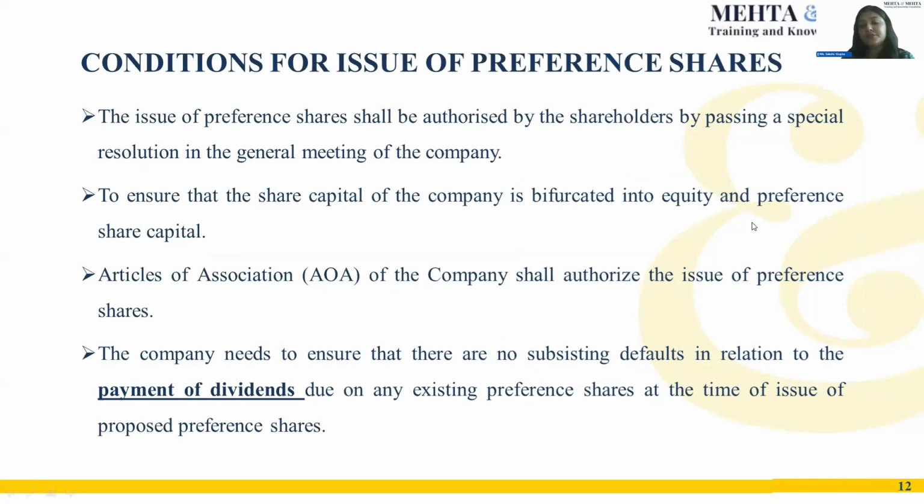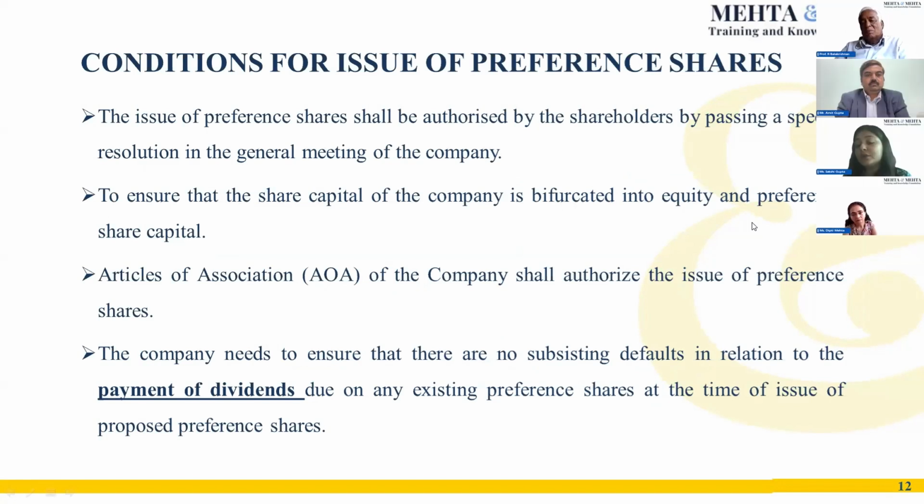So there are certain conditions which need to be fulfilled by the company before issue of preference shares. The very first is that it should be authorized by its articles of association. If not, before issuance of preference shares, the company needs to alter its articles. The issue of preference shares is authorized by the shareholders of the company by passing a special resolution in a general meeting, which gives clarity that the board of directors themselves cannot issue preference shares. It needs to be approved by the shareholders of a company through a special resolution.